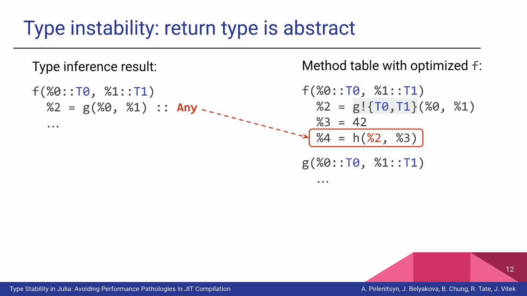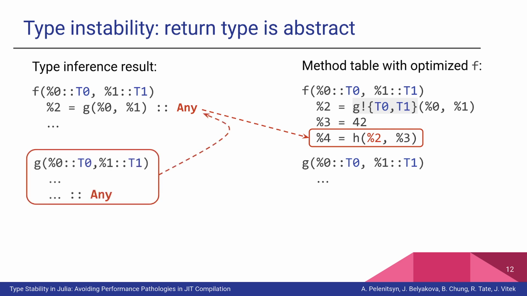Initially, in the first example, we failed to devirtualize H because of an abstract argument. A reminder, we only devirtualize calls for which we know concrete types of all arguments. How did it happen that H had its first argument abstract? The value comes from the slot %2, which holds the result of the call to G. We conclude that the type inference on G with concrete types T0 and T1 on the input detects any as the return type. If a function given a set of concrete inputs cannot be inferred to return a concrete type, that's what we call type unstable. This is the case with G.